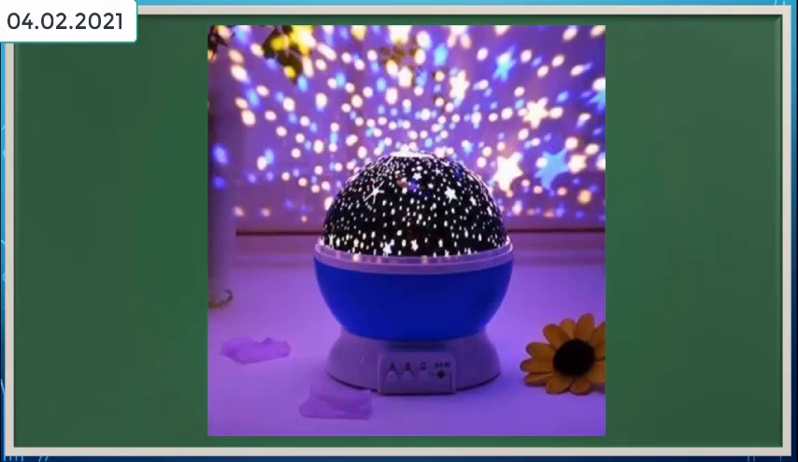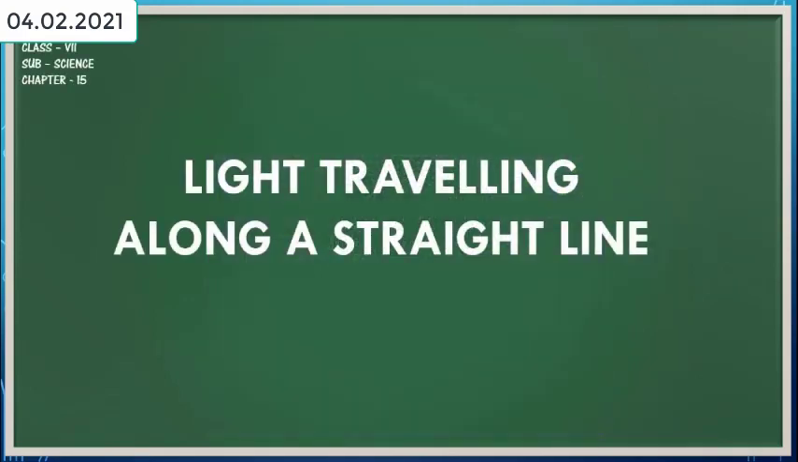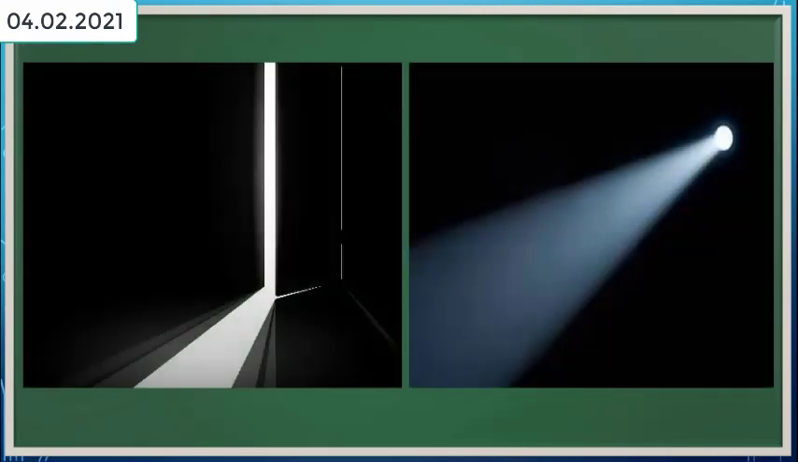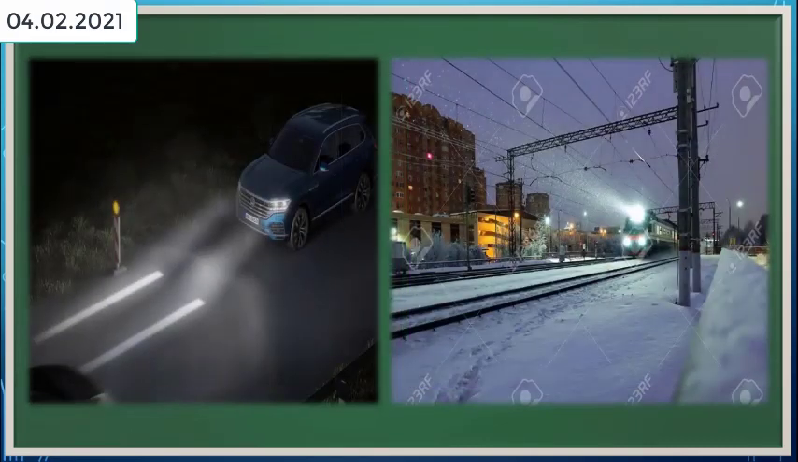Light travels along a straight line. By seeing the phenomena around us, like a beam of sunlight entering a room through a narrow opening or a hole, and beams of light coming out from the headlamps of cars, scooters, engines, torch, etc., all these are examples of light traveling along a straight line.